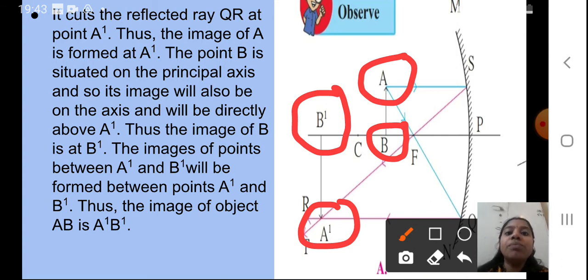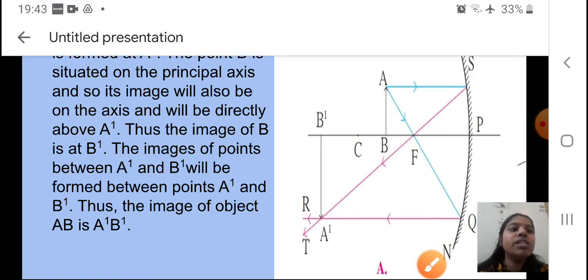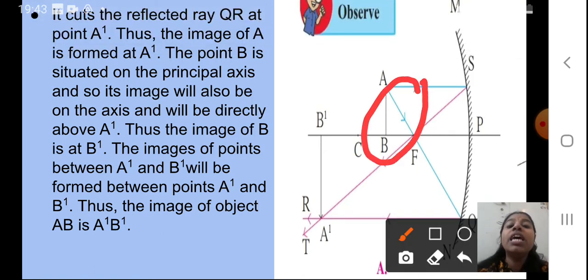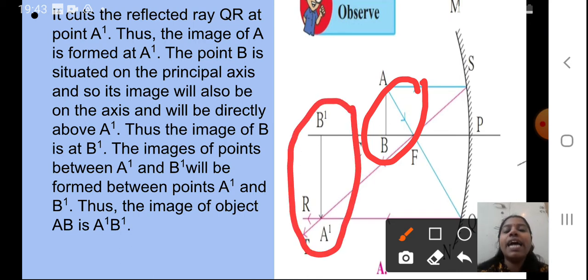So any of the points between this A and B will be formed between this A dash, B dash. Totally what we can say, students, is that whatever the image of the object AB will be, it will be A dash, B dash. Okay, or you can say A1, B1. You can say A1, B1 or A dash, B dash. So remember, students, the object is AB and its image is A dash, B dash.